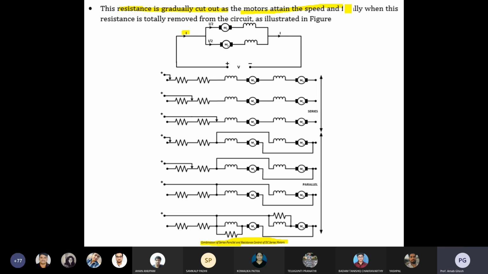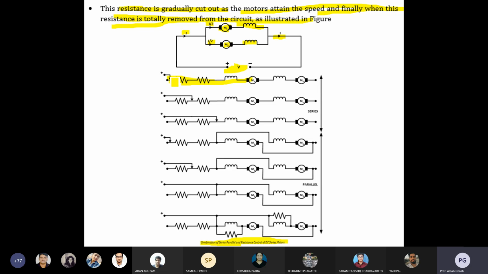As the motor attains speed, and finally when this resistance is totally removed from the circuit, you can see the figure over there. So I by 2 through the first motor and second motor, along with their fields, and the total current is I. The potential V is what you have given there. Here you can see other options, where 2 resistances are there in series.